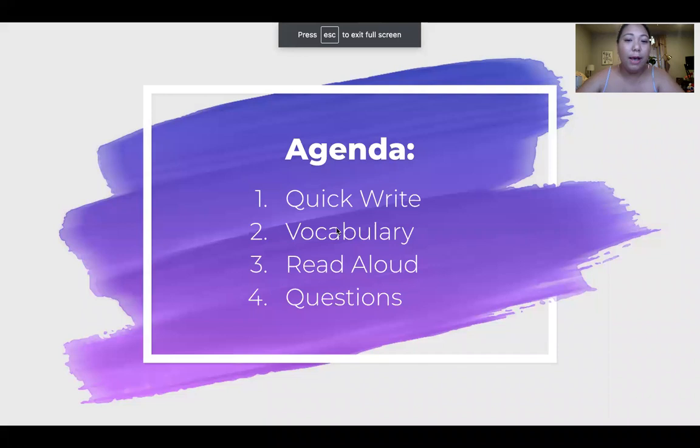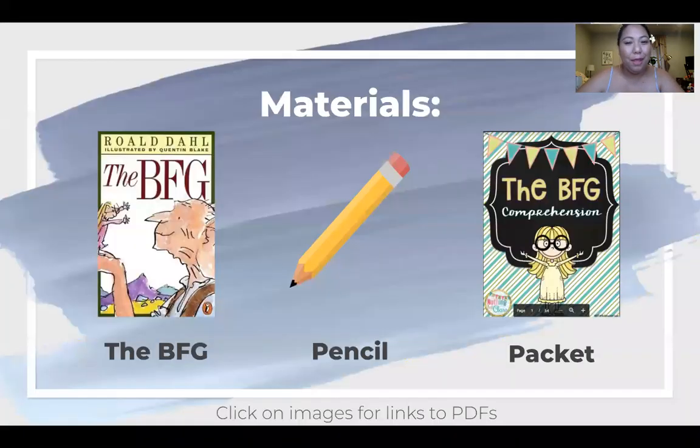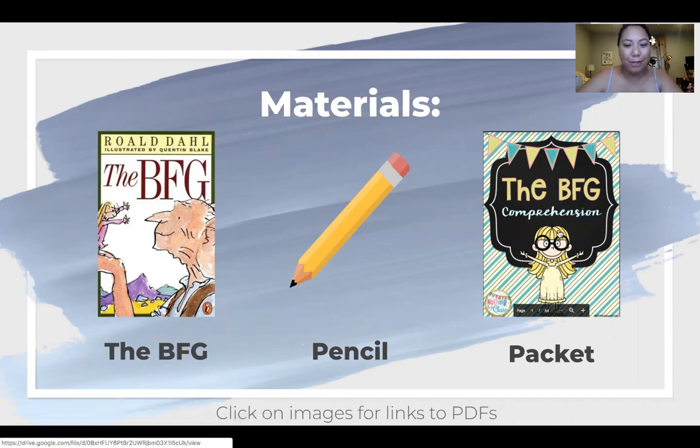Today for our read aloud, we'll be doing a quick write, number 2, vocabulary, 3, reading aloud, and I'll be leading the read aloud for you, and you'll be doing questions. This is a good time to remind you folks that you can pause or rewind or go forward through any part of this video. Materials you'll be needing for today will be the BFG book. You can have the PDF version or the regular book, a pencil, and your comprehension packet that was given to you.